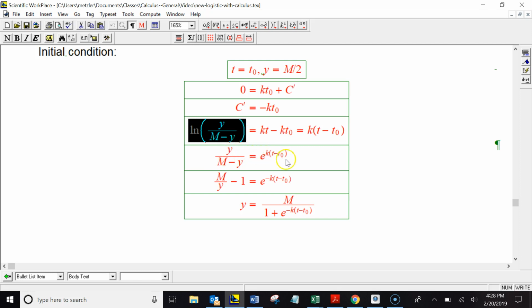Now finally I turn it into an exponential. I just take the reciprocal of both sides and then realize that that turns into m minus y over y, or m over y minus 1. That reciprocal just changes the sign here. That's always a nice thing to do to an exponential. And then solving for y is just a couple more steps, and you get this, which is the logistic function, which again, you might well have seen before.